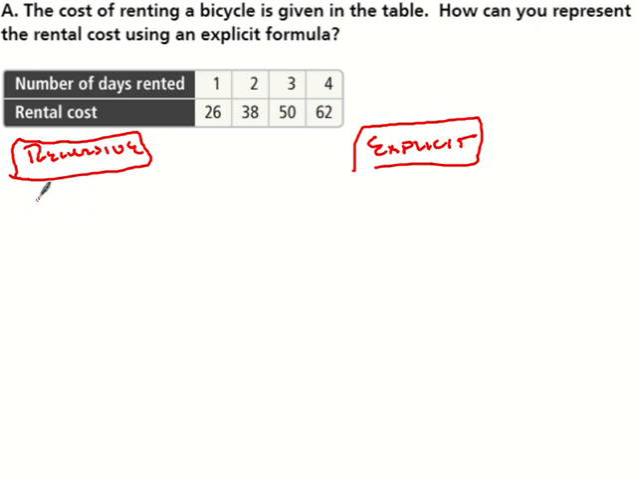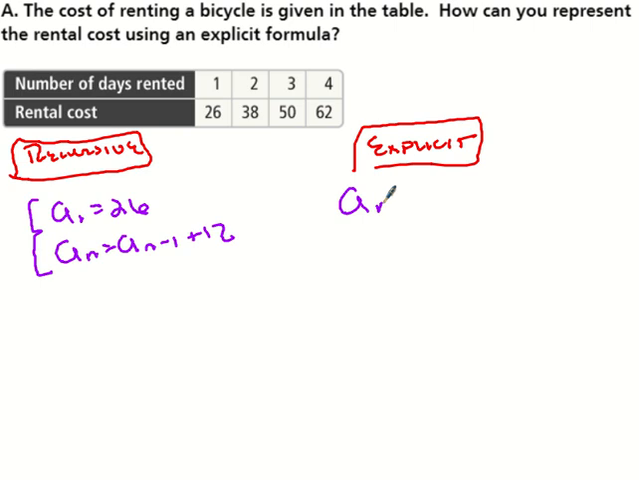Okay, so for my recursive formula, we know that there's two pieces to this formula. I need to know what my first term is. Well, this one, again, we start at 26. One day, 26 rental costs. This is a sequence where it's increasing by the same amount each time. So my first term in the sequence is 26. My nth term in this sequence is whatever the previous term is, and I have to figure out what that common difference is. Well, it's 12. So that's all I got to do for a recursive formula.